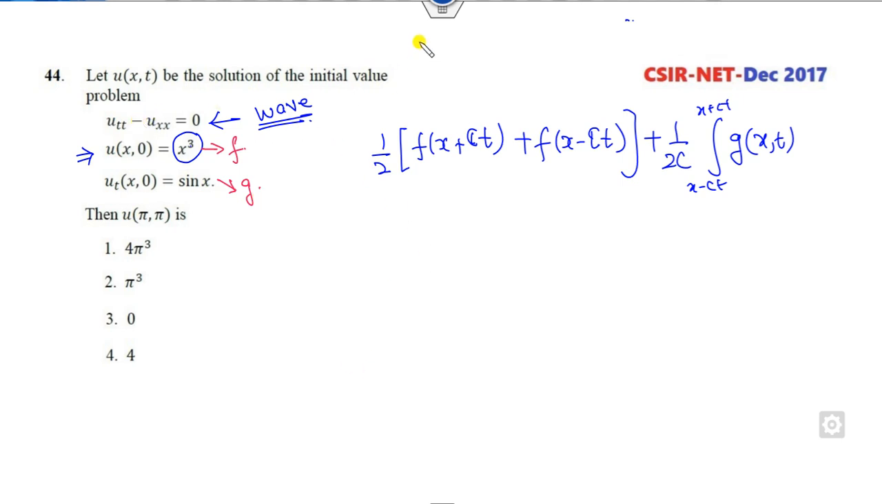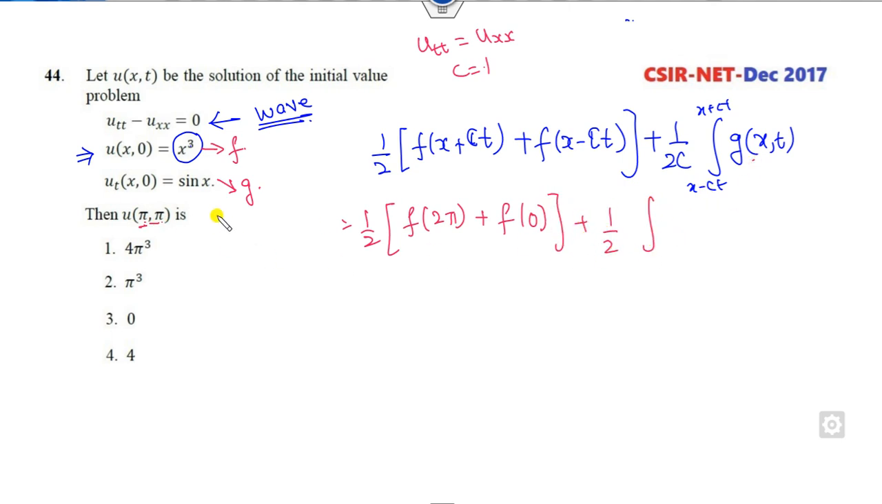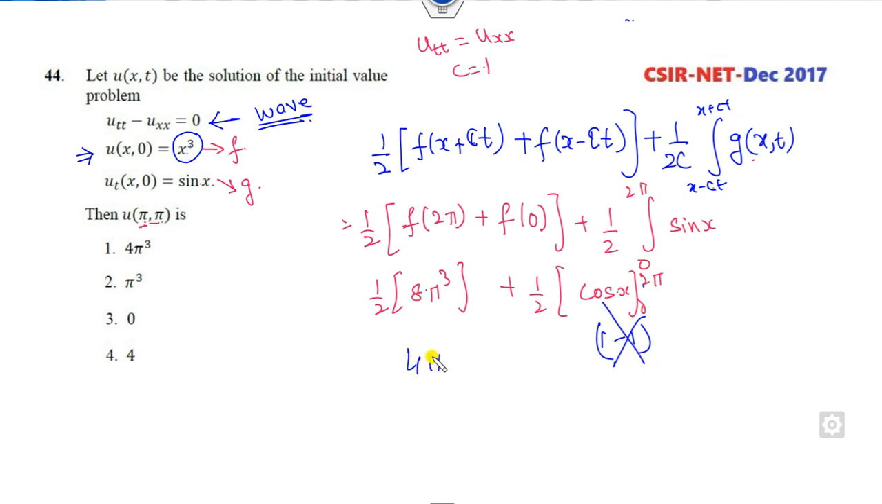What is c? If you compare them, u_tt is equal to u_xx, so c is 1, and I can substitute here. This is pi, pi, so this is f of 2 pi plus f of 0, because c is 1, and then 1 over 2 times the integration of sine x from 0 to 2 pi. What is f? f is x cube, so this is 8 pi cube plus 0. What is the integration of cosine? It's minus cos x from 0 to 2 pi. Cos 2 pi is 1, cos 0 is 1, this cancels out. So 4 pi cube is the right answer of this problem.